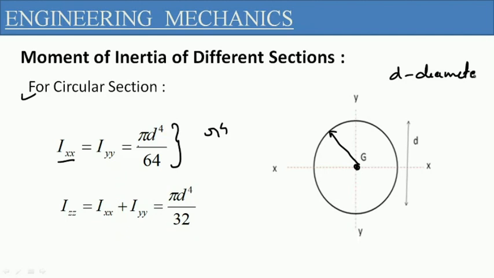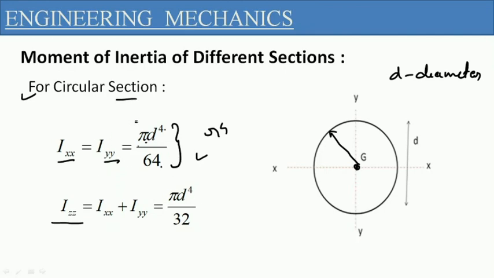Now similarly, if we want to define the moment of inertia about the y-axis, the diameter will be the same in each and every direction. So Iyy will also be πd⁴/64. So for both terms, the formula is the same for the circular section. Now if we want to define the polar moment of inertia for this, as I told you, polar moment of inertia we define by the perpendicular axis theorem. So Izz equals Ixx plus Iyy.